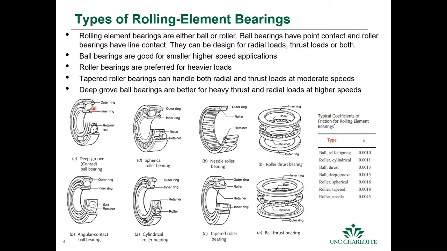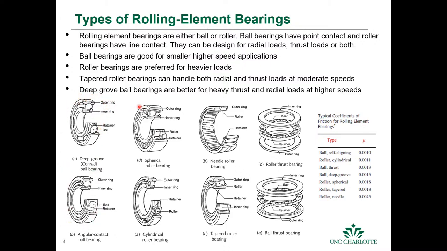houses the bearing. The bearing terminology is that we have an outer ring. That's this guy here, the outer ring. We have the balls themselves. That's the rolling elements. We have some sort of retainer, and that's to keep the balls separated from one another. And then we have the inner ring. And ball bearings are good for higher speed applications, radial loads.